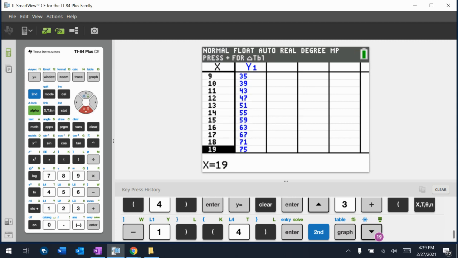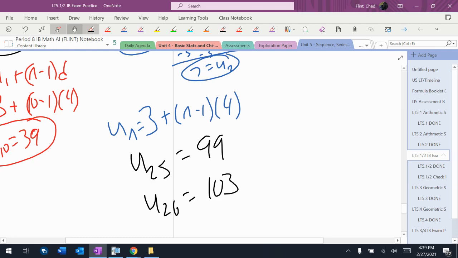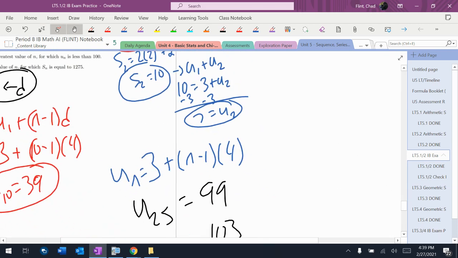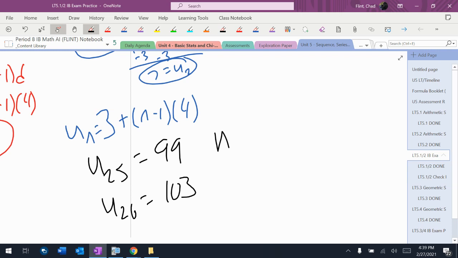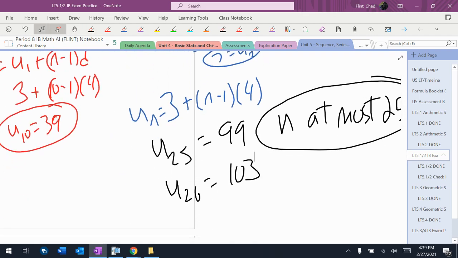Now, it's obviously going to take a while. So I'm just going to hit down. 25 is 99. 26 is 103. So I'm just going to write down U25 equals 99. U26 equals 103. So it says find the greatest value of n. So n is at most 25. So there's my answer to that one. And again, I just let the calculator figure out what all of these terms are.